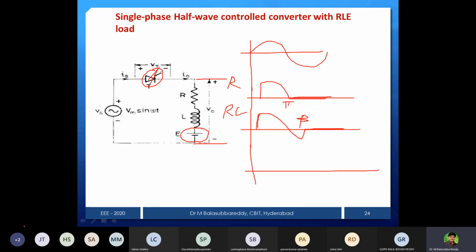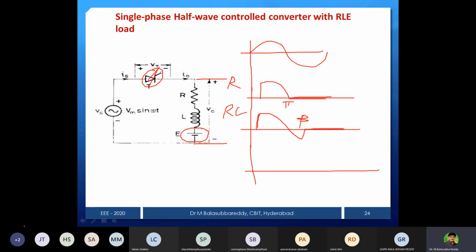Once the switch is completely open, the load is isolated from the source. In the previous R load and RL load, we don't have any battery on the load side. That's why the voltage will be 0 after the switch is open: at pi for R, and at pi plus alpha or beta for RL, depending on the inductor value. If I use a large inductor, it will store more energy, and to dissipate that energy it will take more time, up to pi plus alpha. That is the difference between continuous and discontinuous mode of operation.